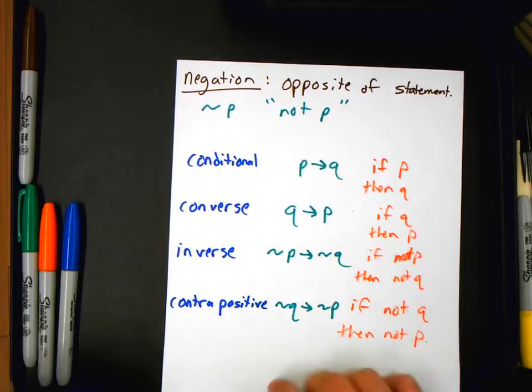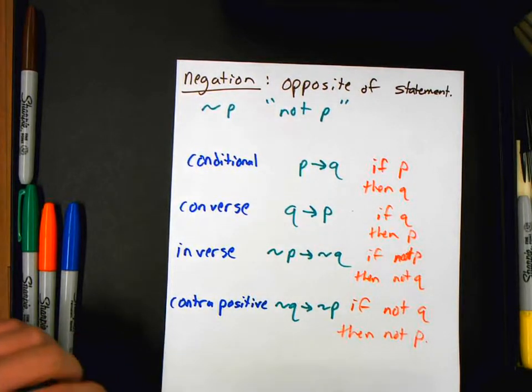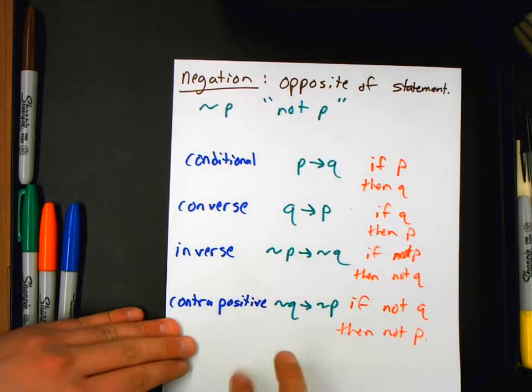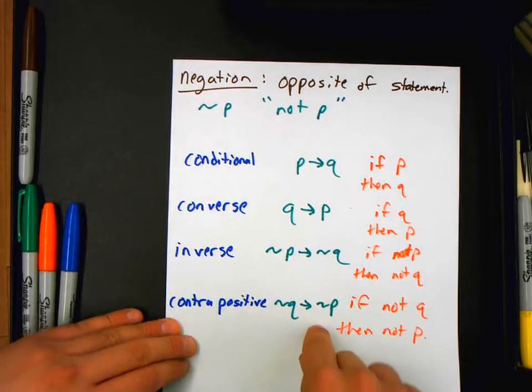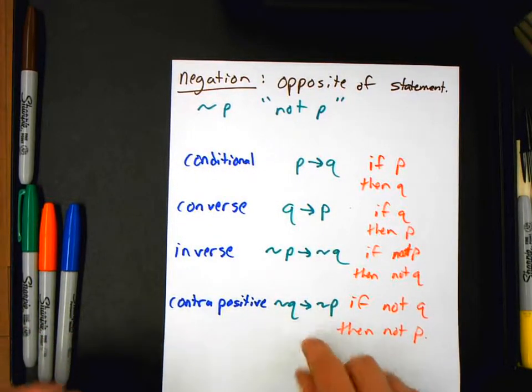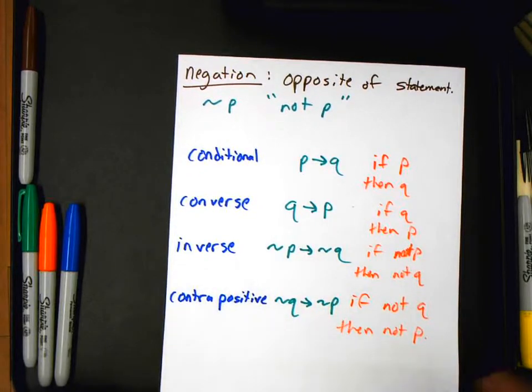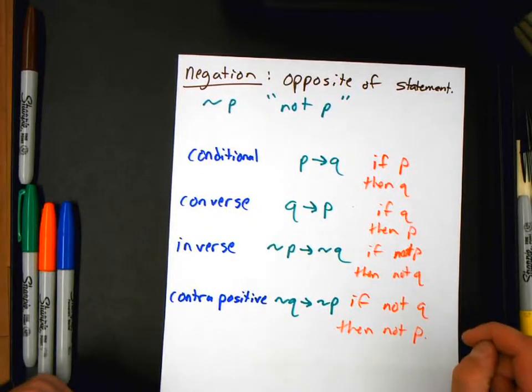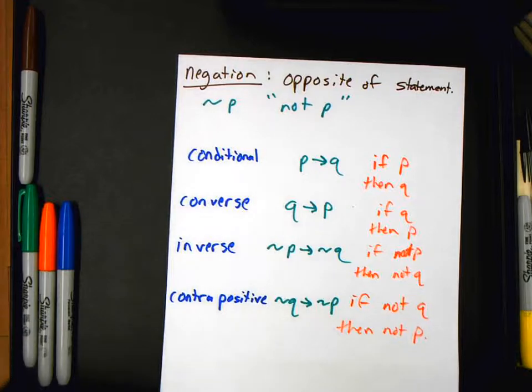The last one is a contrapositive. You take your inverse and you flip the two. So your conclusion comes first and your hypothesis comes second, and there is a not in front of both of them. So if not Q, then not P. This table is very, very helpful in order to find converses, inverses, and contrapositives.